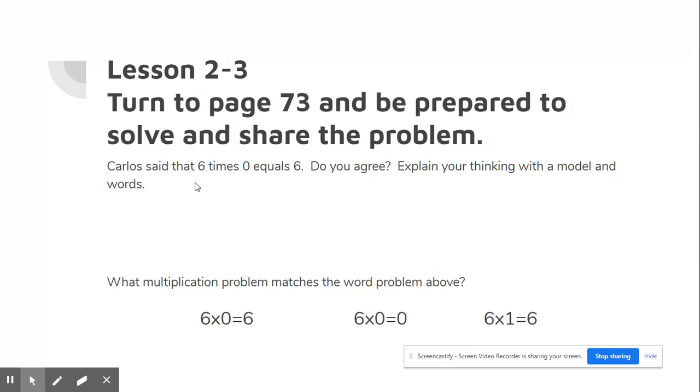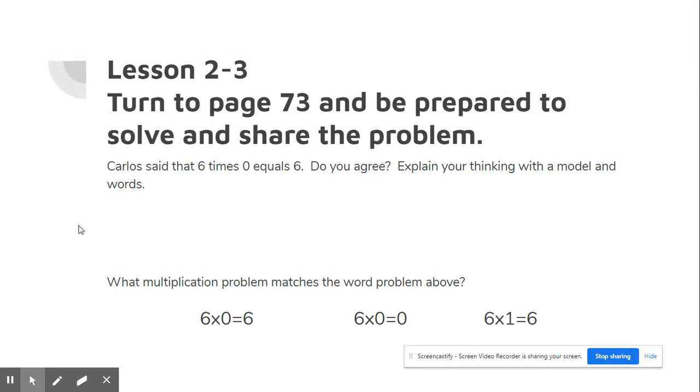Once you have done that, boys and girls, you are to circle at the bottom which multiplication problem matches the word problem above. Is it 6 times 0 equals 6, 6 times 0 equals 0, or 6 times 1 equals 6? You are picking the equation that matches what you think it's going to be. So do you agree with Carlos? And if you do not agree with him, then what would the equation actually be?